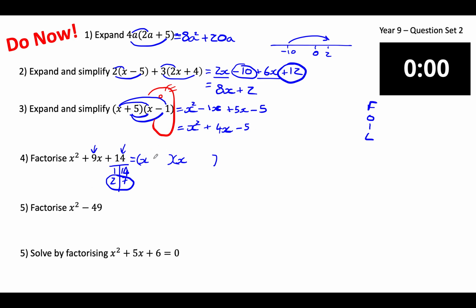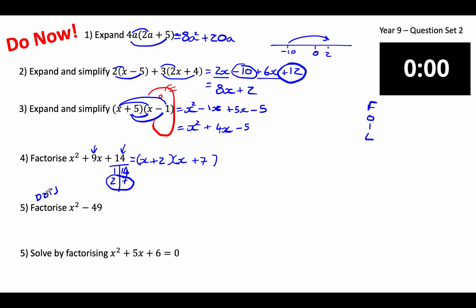They're both ordinary positive numbers, so you put them in the brackets. x plus 2, x plus 7. It could be, of course, x plus 7, x plus 2. Doesn't matter which way round the brackets go, as long as there's a plus 2 in one and a plus 7 in the other.